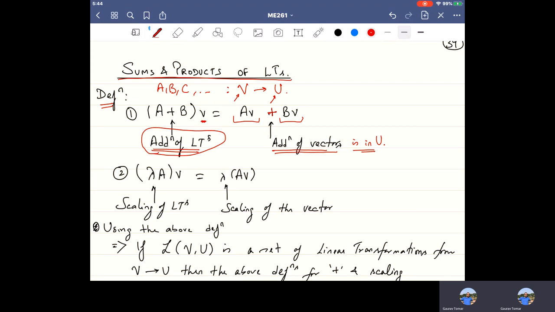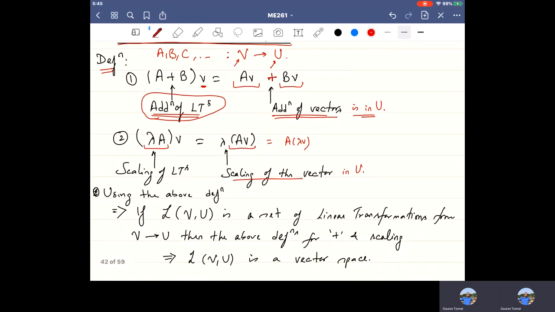Now you can scale a linear transformation as well. The scaling of a linear transformation is essentially scaling of the vector. Of course, this is also something that we're doing in U, but this is going to be the same as A times lambda V, correct? They're going to simplify, they're going to mean the same thing.